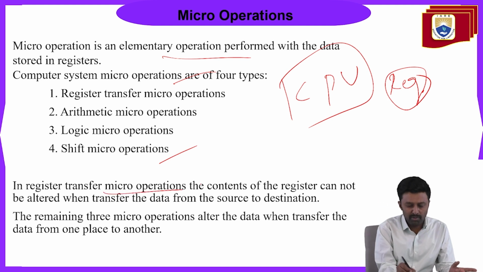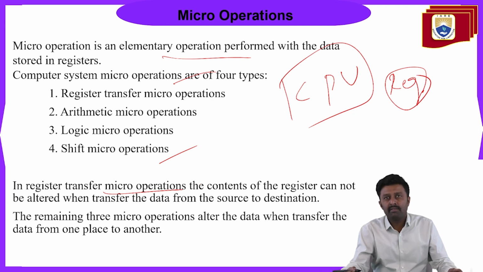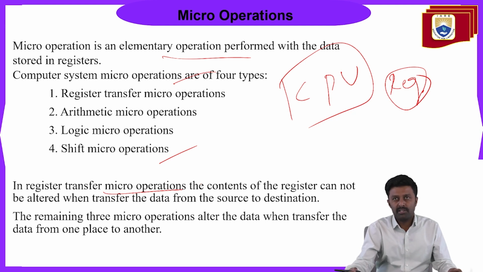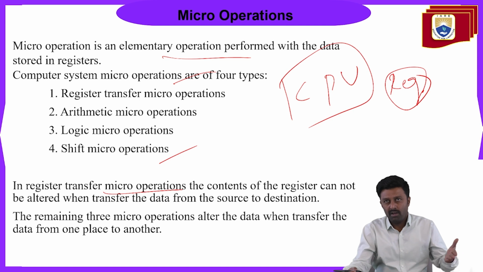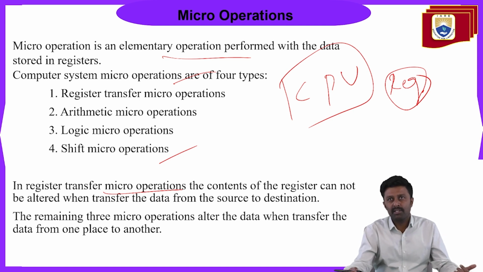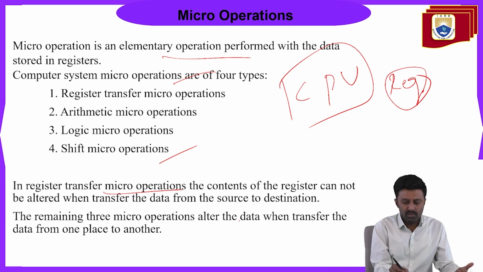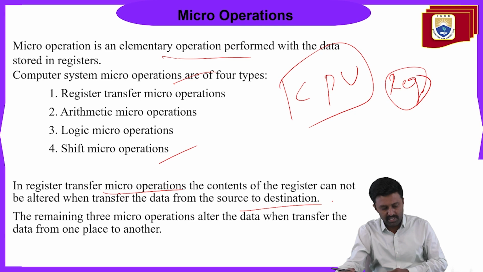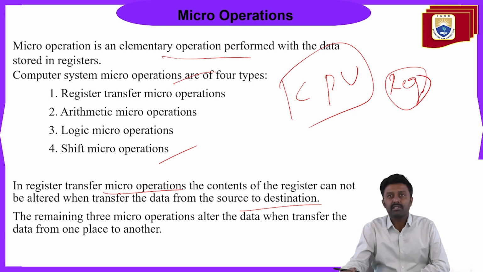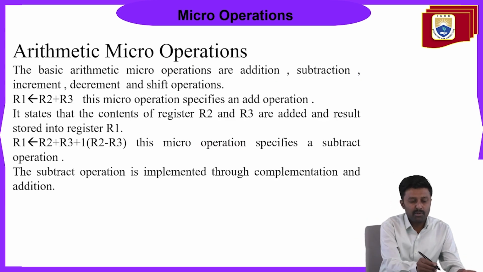In the register micro operations, already we have seen in the previous video the different types of register micro operations available, that is transfer with condition and without a condition. In the register transfer micro operation, the contents of the registers cannot be altered when the transfer of data from the source to destination is done. So we have seen all these register transfer operations in the previous video lecture. So in this video, we will see the arithmetic micro operations.